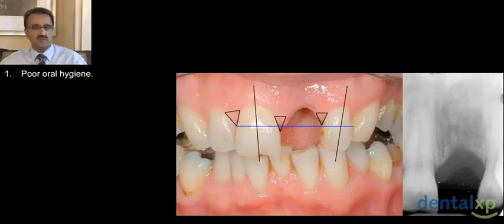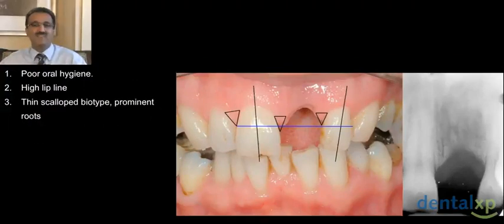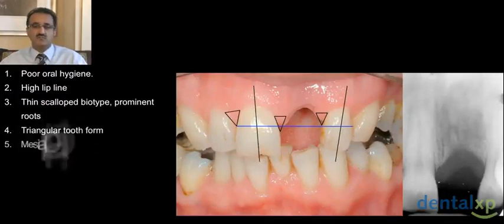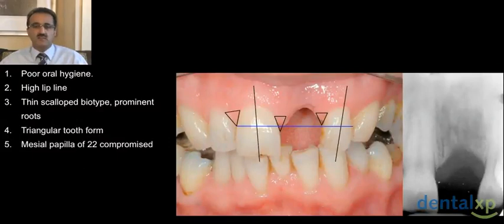So let's look at some of the things. We've got hygiene that's not great. We've got a high lip line, which is always going to be a challenge for us. Even though the patient doesn't seem that concerned about aesthetics, we know that once we've restored the case and the patient has spent money on his treatment, he's going to be more concerned about his appearance than he was when he came in. We see that they have a thin scalloped biotype, prominent root architecture, as we've said, triangular tooth form, and that we have a papilla on the mesial of the upper left lateral incisor that's already compromised.